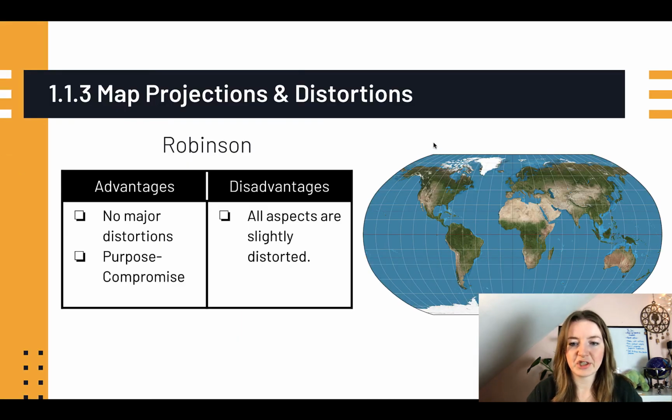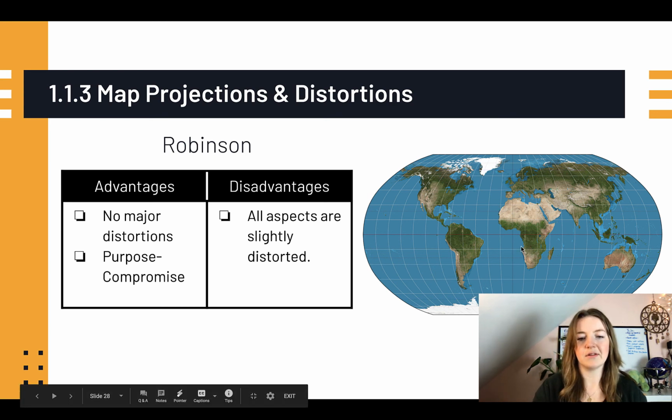Then we have the Robinson projection. The Robinson projection is kind of like a cross between the other two. The shape is a little bit weird, but it's not quite as distorted as either of the other two. So there are advantages, no major distortions. It is meant to be a compromise. However, all aspects are a little bit distorted. So shape gets a little bit distorted, size gets a little bit distorted, direction gets a little bit distorted, because you see we go from basically squares here to they're now curvy down as we get farther away. Everything's a little bit wrong.